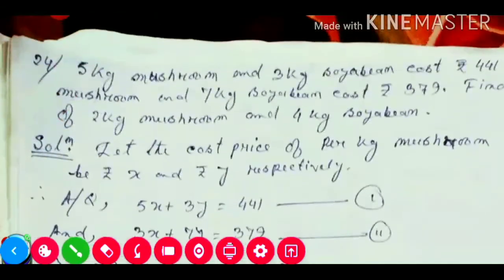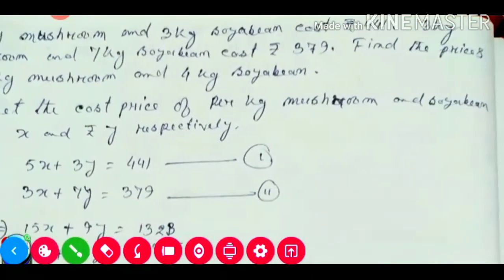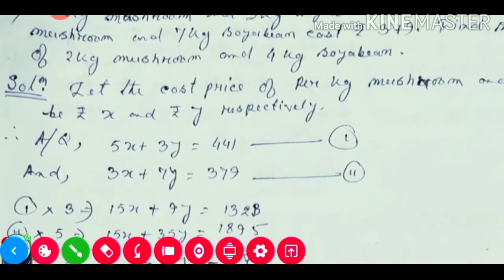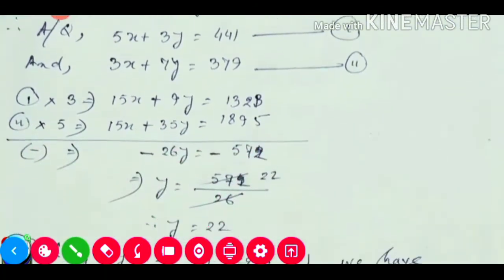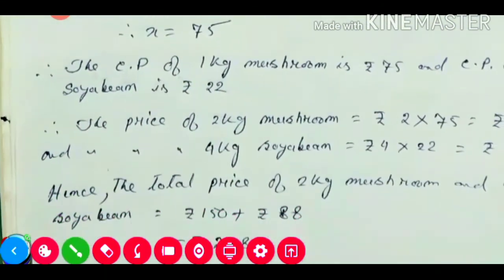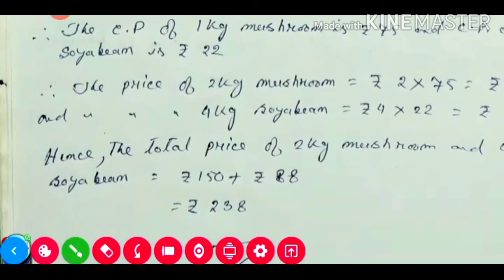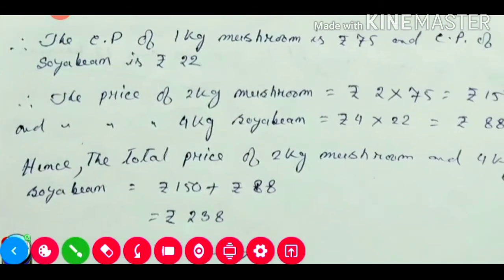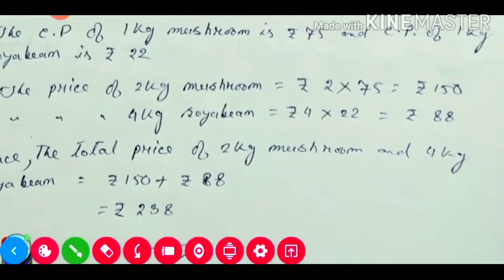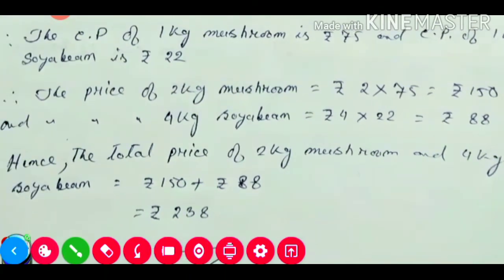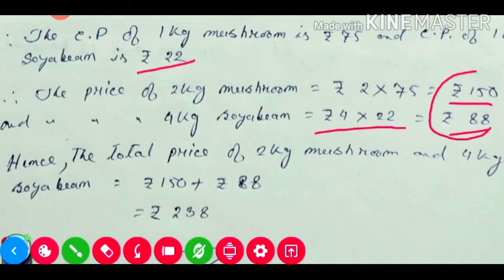Now in our question it is given that we need to find the prices of 2 kg mushroom and 4 kg soybean. That means 2 kg mushroom price will be 75 into 2. So the price of 2 kg mushroom is 2 into 75 is equal to 150. And 4 kg soybean, 4 into 22, because the 1 kg price is 22. So the 4 kg price will be 88. So how much do we need to pay in total? 150 plus 88 is equal to 238.